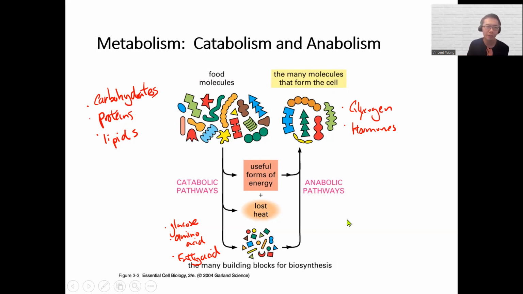Our body is not very efficient, okay? A lot of the energy that is in the food is actually wasted as heat. Well, when I say wasted, it's not really wasted, because we are warm-blooded, and we do need to maintain normal body temperature, but we are not converting 100% of the food into usable form of energy.